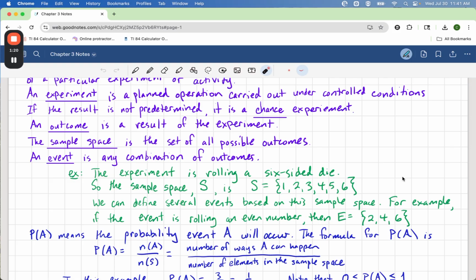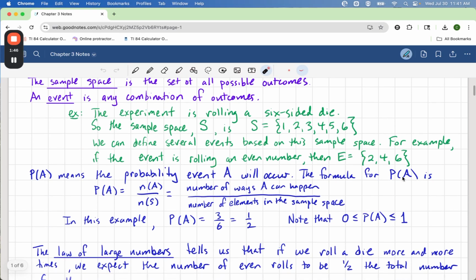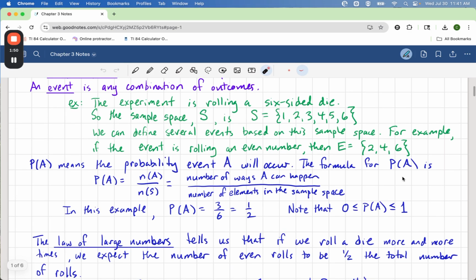P of A, that's kind of function notation back in your Algebra 2 days, or Math 95 days. P of A means the probability event A will occur. So the formula for P of A is P of A equals N of A over N of S. N of A is the number of ways A can happen. N of S is the number of elements in the sample space. So in our example, if A is the event of rolling an even number, then the number of times an even number can happen is 3. The total number of things in the sample space is 6, so the probability is going to be 1/2.